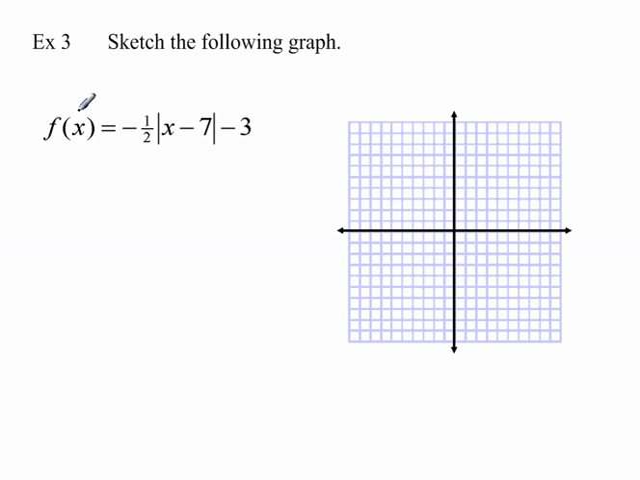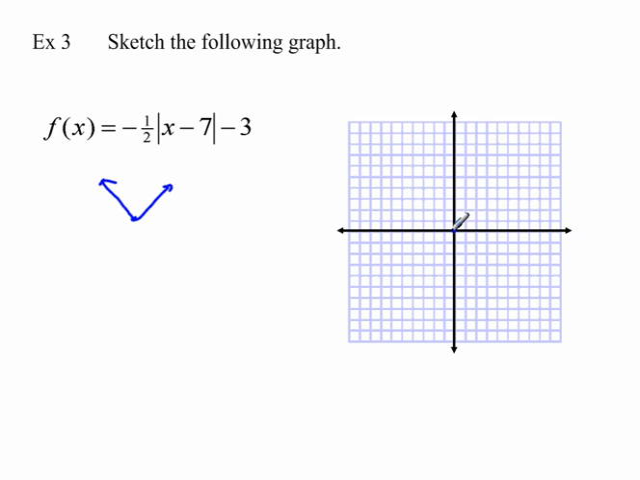Let's say we have a more complex looking function, such as this. Well, if you look at this, this is really just a combination of the transformations we had on the previous page. We know y equals the absolute value of x has this V shape with a vertex at the origin. So let's apply all those transformations to this. I'm going to start with the x. We know the minus 7 is going to move this thing 7 units to the right.